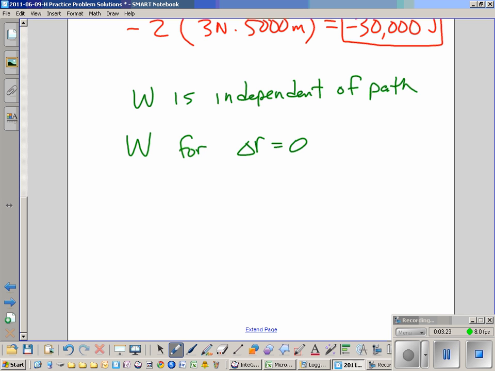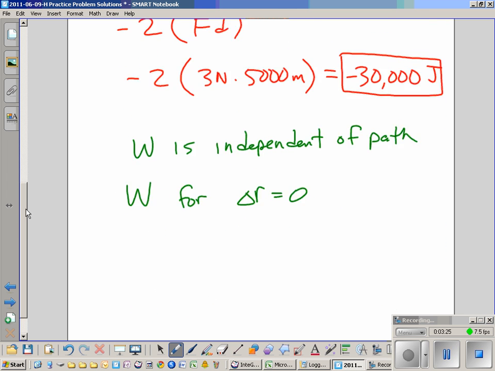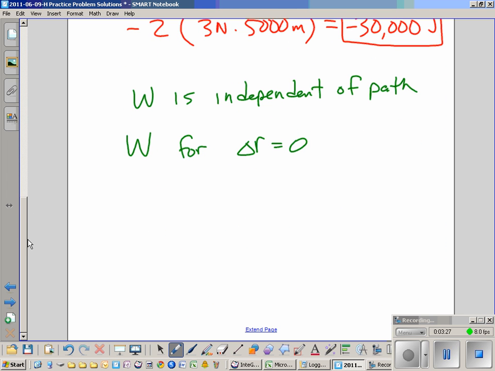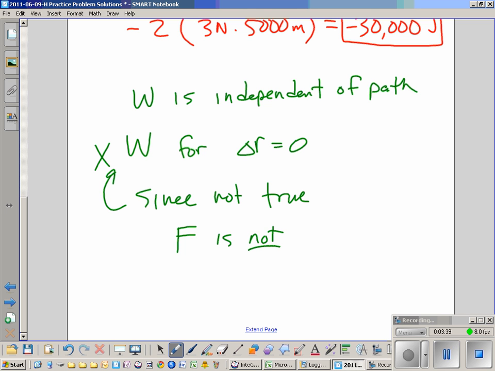But it's not in this case. It's rather large, and it's negative. So, since this is not true, the force is not conservative. That's that. Any questions on that?